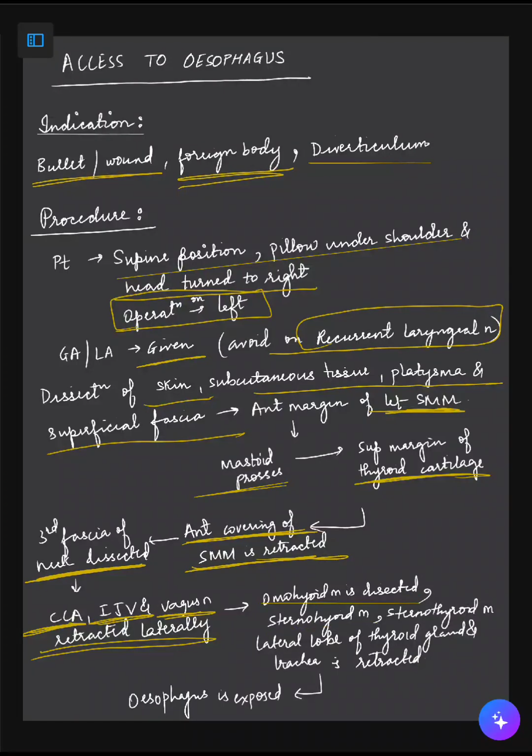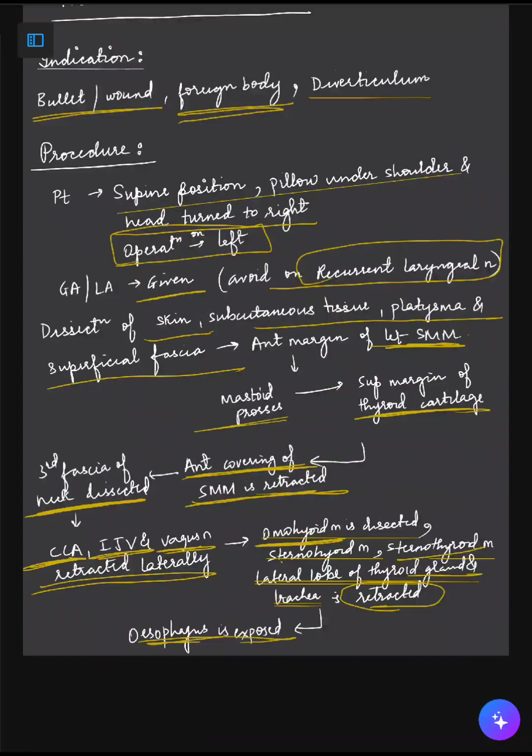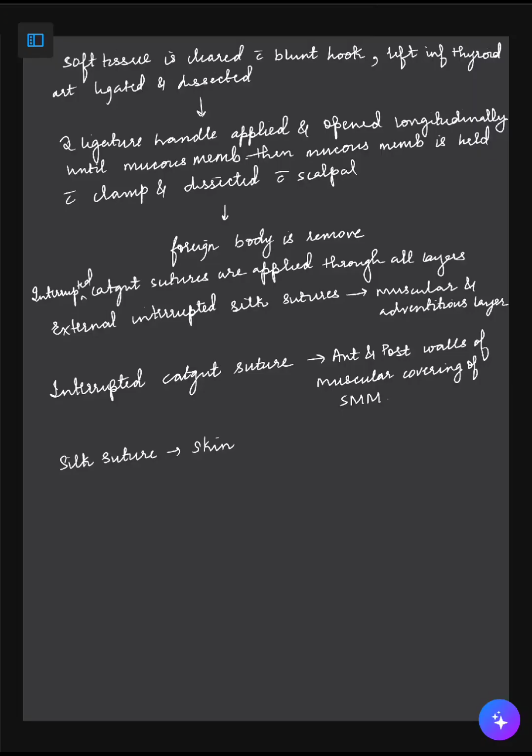Then sternohyoid muscle, sternothyroid muscle, lateral lobe of the thyroid gland and trachea are retracted, not dissected. Only omohyoid muscle is dissected. All this, these two muscles and these two organs are retracted. And then esophagus is exposed. Now, the soft tissue is cleared with a blunt hook and left inferior thyroid artery is ligated and dissected.